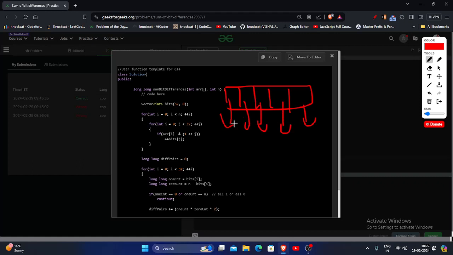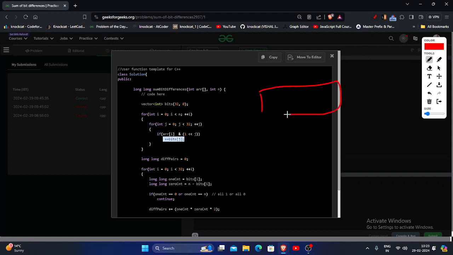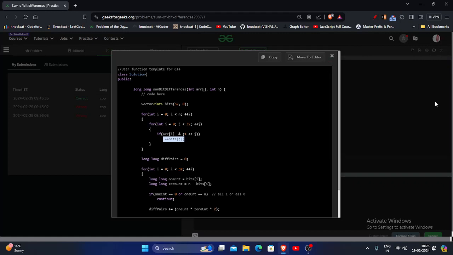And I think if you get this line, how we are checking if the current bit is set or not. So if the current bit is set, we are just incrementing bits of j. That means I am incrementing this count. Next time again, if this i-th bit is set for some number, I will make it 3. So now I have the set bits for this.